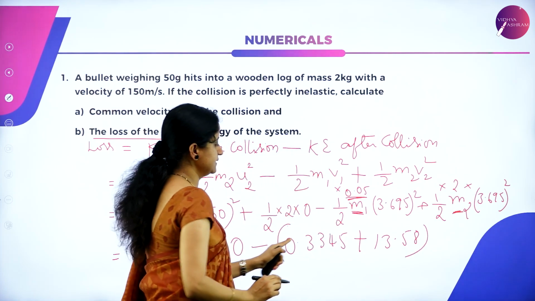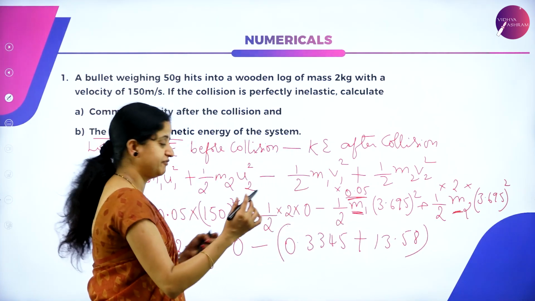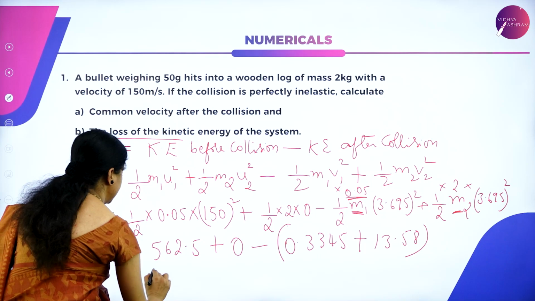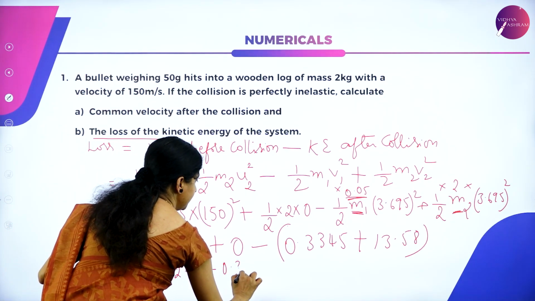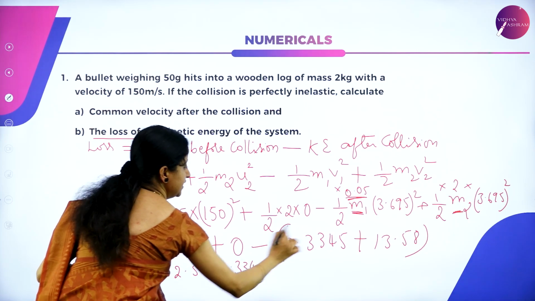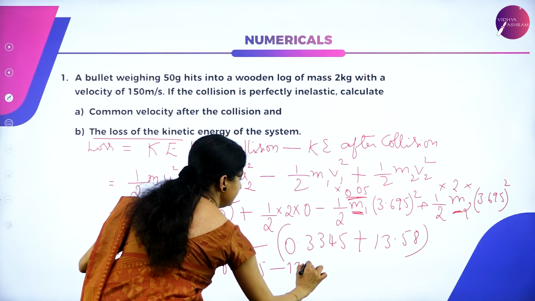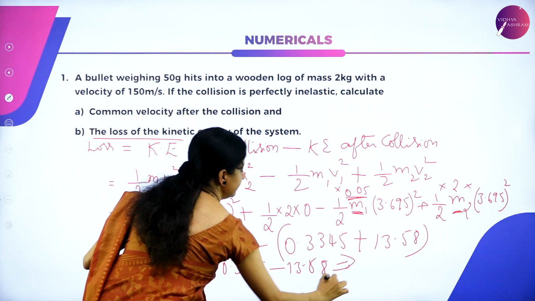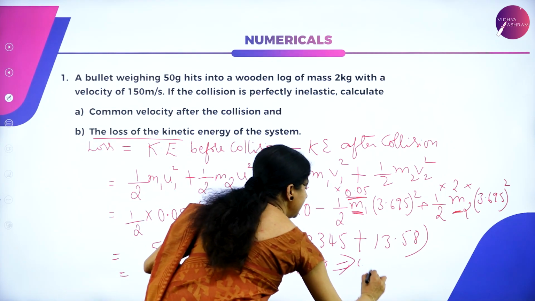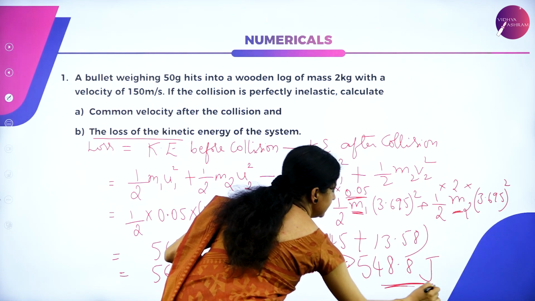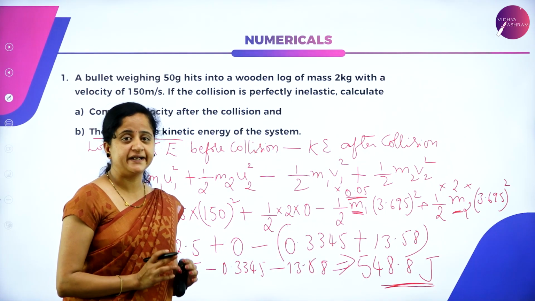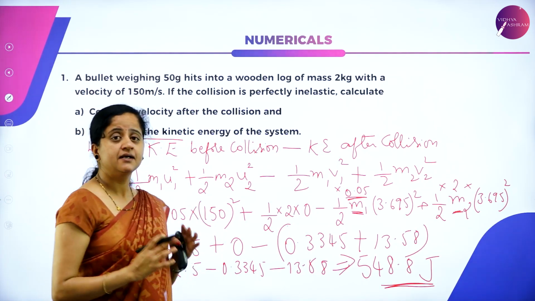So this is the kinetic energy of the system after collision, or we can write it as 562.5 minus 0.3345 plus 13.58. So we will get the final value as 548.8 joule. So this is the loss of kinetic energy of the system.